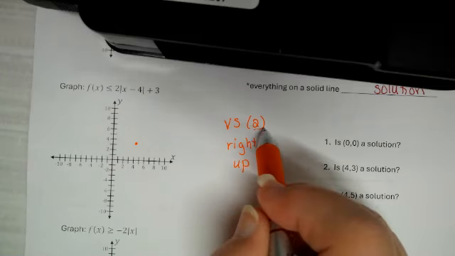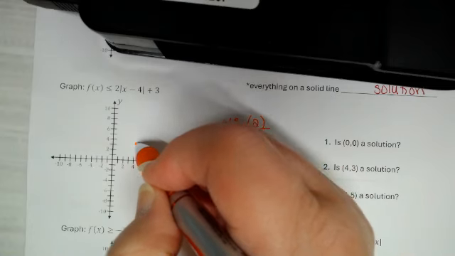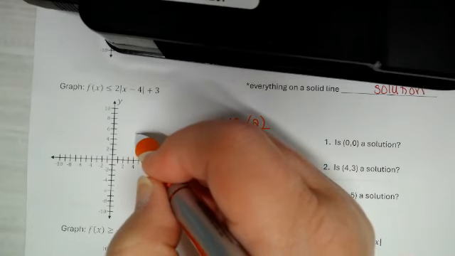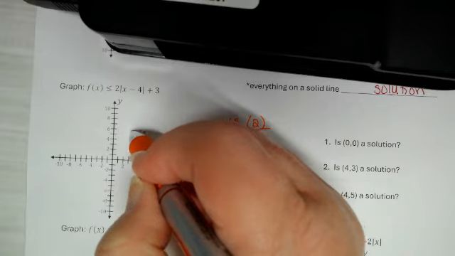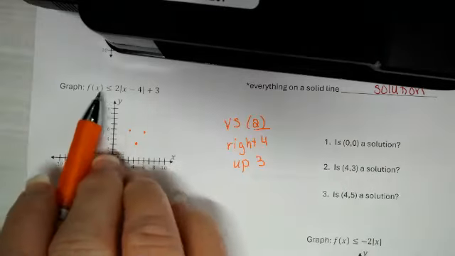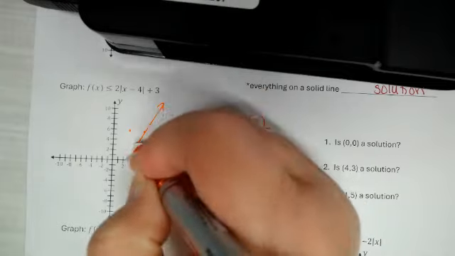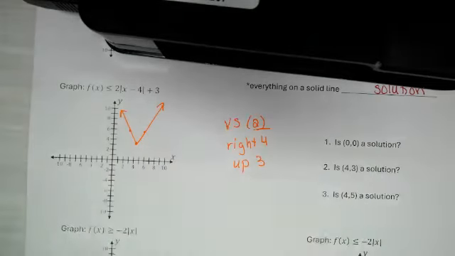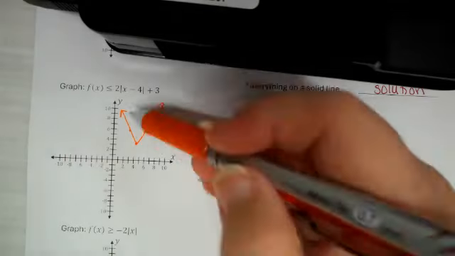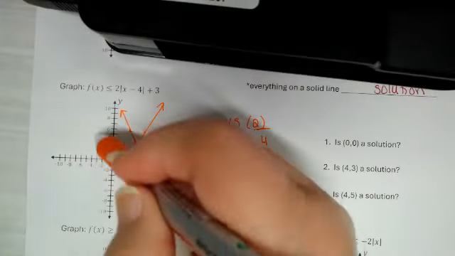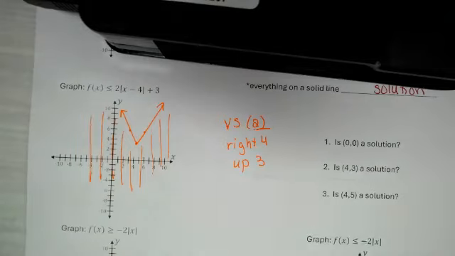From there, we're going to count our slope of 2. So from here, I'm going to go up 2 over 1. Up 2 over 1. Now this was less than or equal to, so I'll do a solid line this time. And this one says less than or equal to. So shading inside the V was greater than, so I'm going to shade everything on the outside.